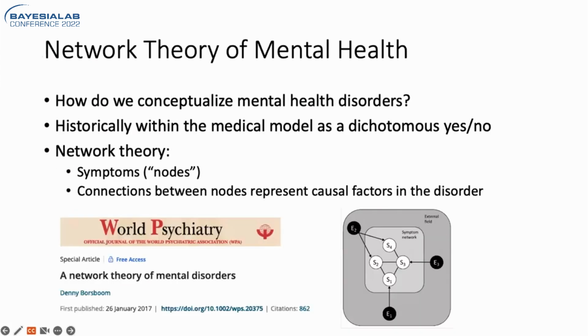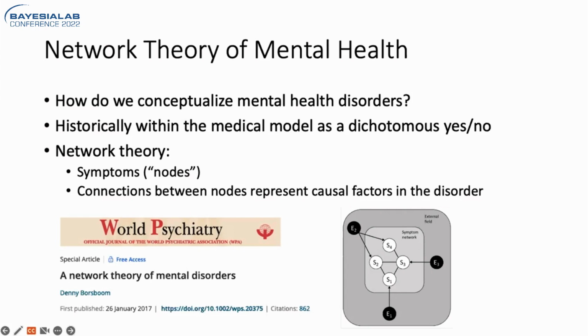So what is a network theory of mental health? It really started recently, within the past few decades, thinking about how we conceptualize mental health disorders. Historically, we think about something like depression as having it or not having it, so as a dichotomous yes or no. And so network theory worked on conceptualizing mental health concerns as connections between symptoms.